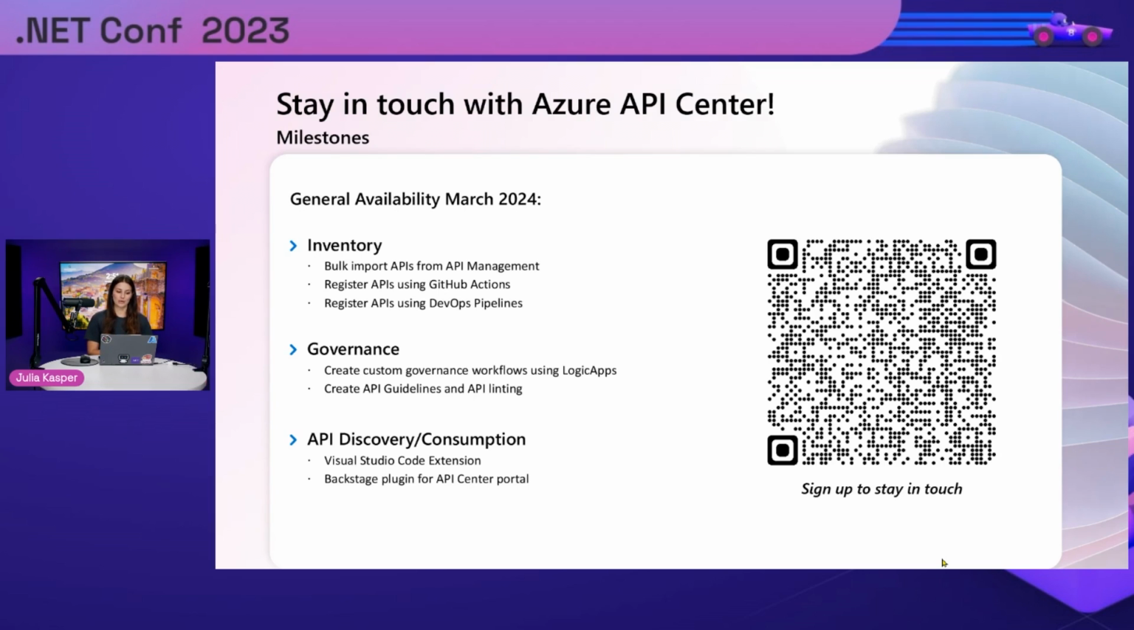We will be sending out updates on all of these features. One of the things we are working on is making registering APIs as easy as possible, so we are looking at GitHub Actions integration and DevOps pipeline integration to really make it work with your CI/CD pipeline. In terms of governance, we've heard from a lot of developers that API governance is still something a lot of organizations are struggling with. So API guidelines and API linting is something we are looking to solve with API Center as well.